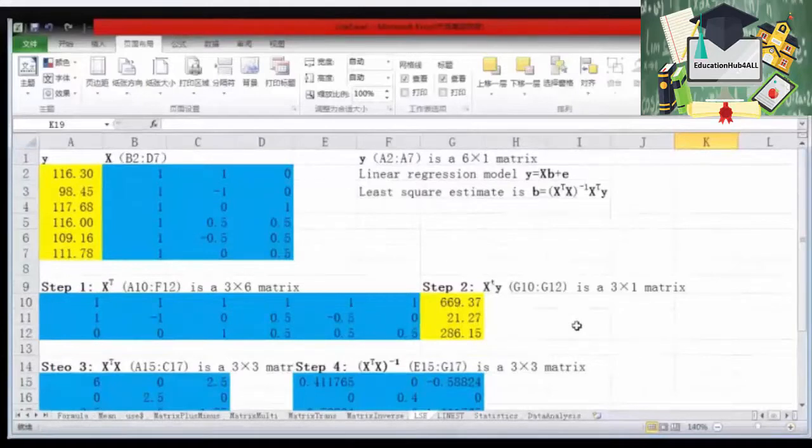Let's say we have a y here, and these are the x. We want to find the coefficient b. If we have such a model, with the y given here and x given here, we want to find the coefficient b. I think you can use this formula.